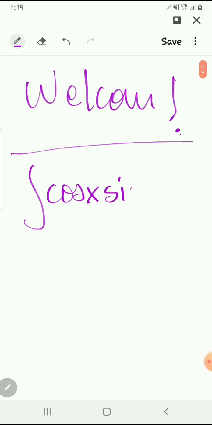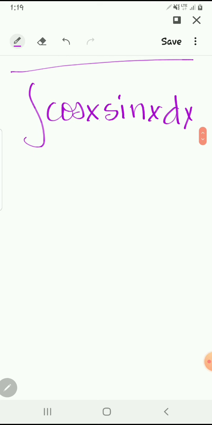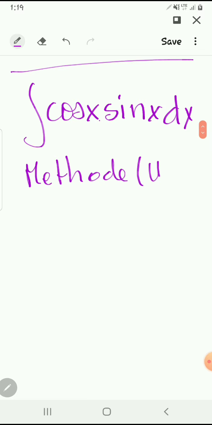The integral of cosine of x times sine of x dx. So how can we integrate cosine of x times sine of x dx? Here we're going to use a method called u-substitution, or u du. Basically, it's a funny name, that's what it's called.